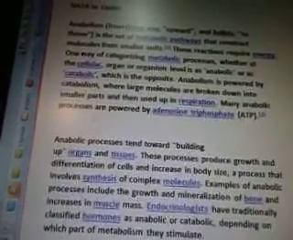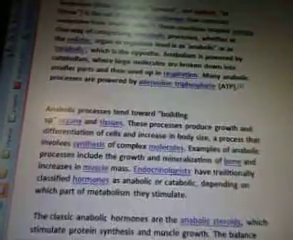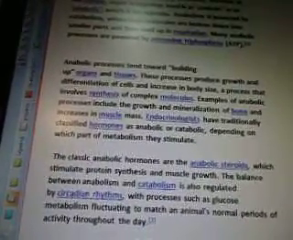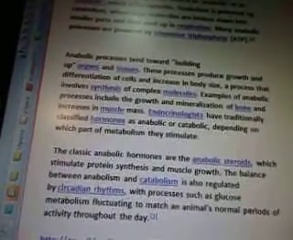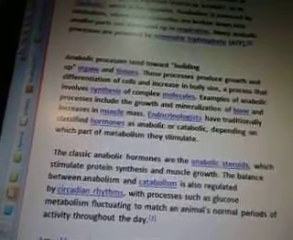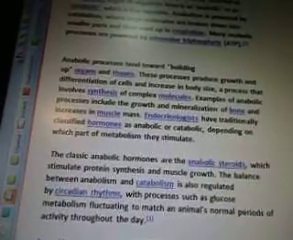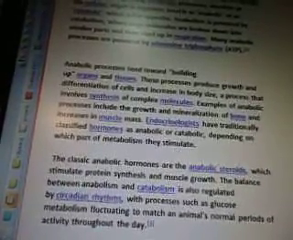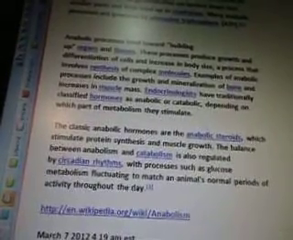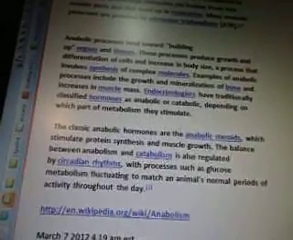Many anabolic processes are powered by adenosine triphosphate, which is ATP. Anabolic processes tend towards building up organs and tissues. These processes produce growth and differentiation of cells and increase in body size, a process that involves synthesis of complex molecules. Examples of anabolic processes include the growth and mineralization of bone and increases in muscle mass.